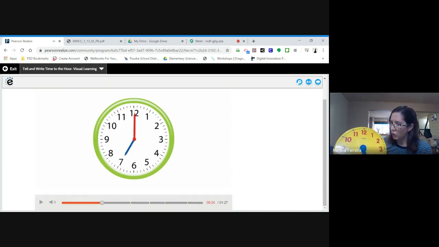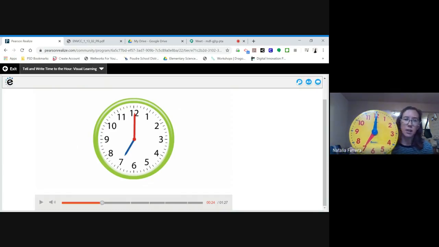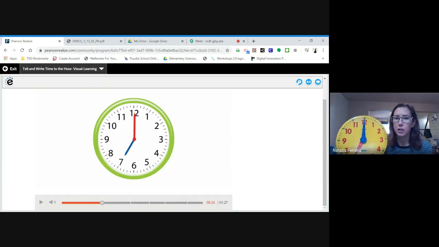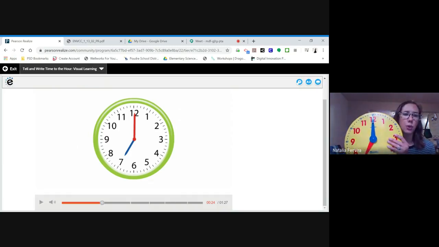How do you know that it shows 7 o'clock? What hand is pointing to the 7? The hour hand is pointing to the 7. And the minute hand is pointing to the 12. Remember, if the hour hand is pointing to that number, that's what time it is, 7. And we say o'clock, 7 o'clock.